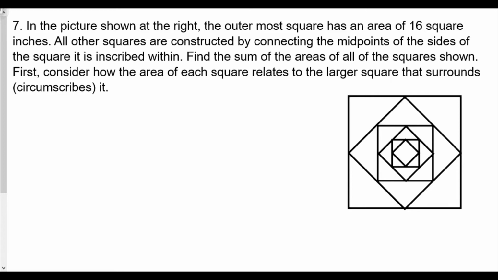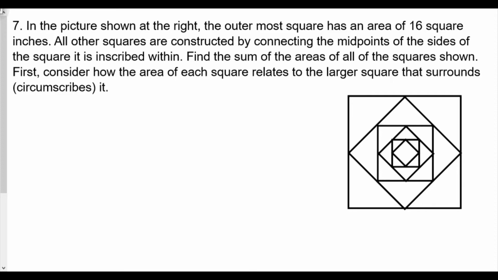In the picture shown at the right bottom, the outermost square has an area of 16 square inches. All the other squares are constructed by connecting the midpoints of the sides of the square it is inscribed in. Now, inscribed is written inside. Find the sum of the areas of all the squares shown. First, consider how the area of each square relates to the larger square that surrounds, or circumscribes, it.